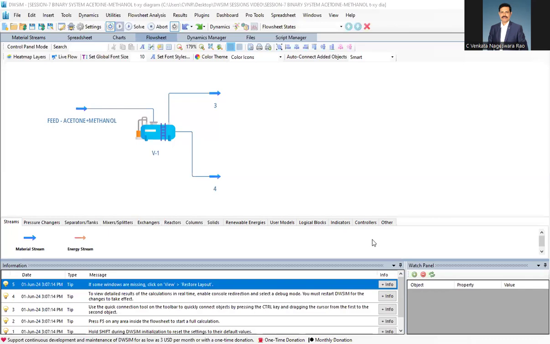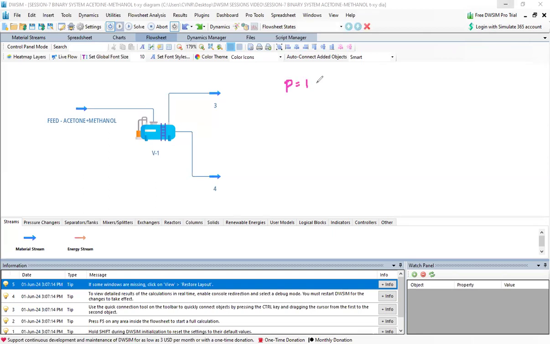In this session of simulation of binary system acetone plus methanol, let us look at the VLE behavior of the system. As it is, if I try to draw VLE, that means TXY diagram at fixing the pressure constant.